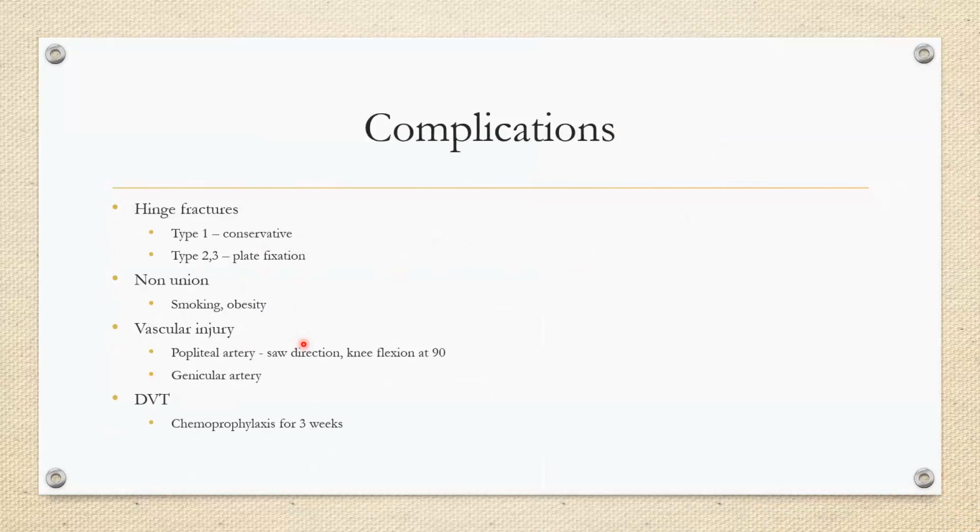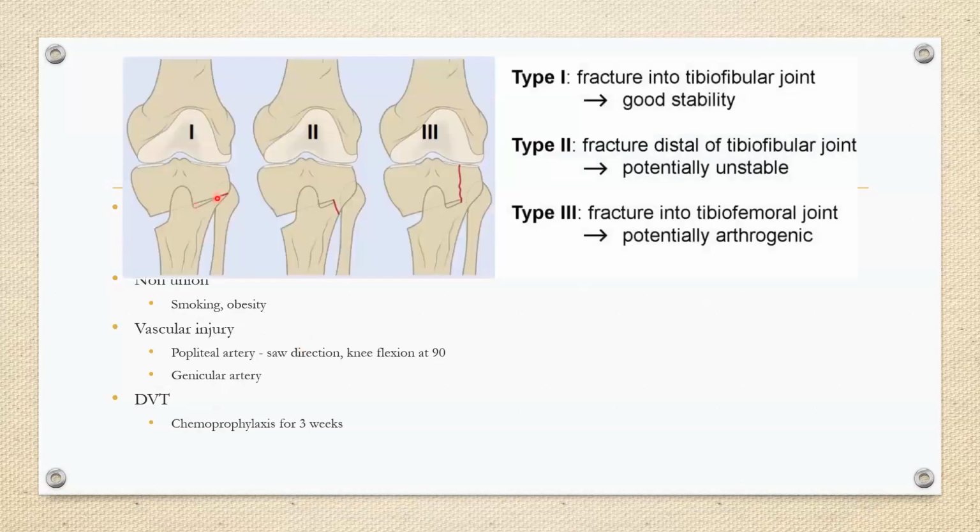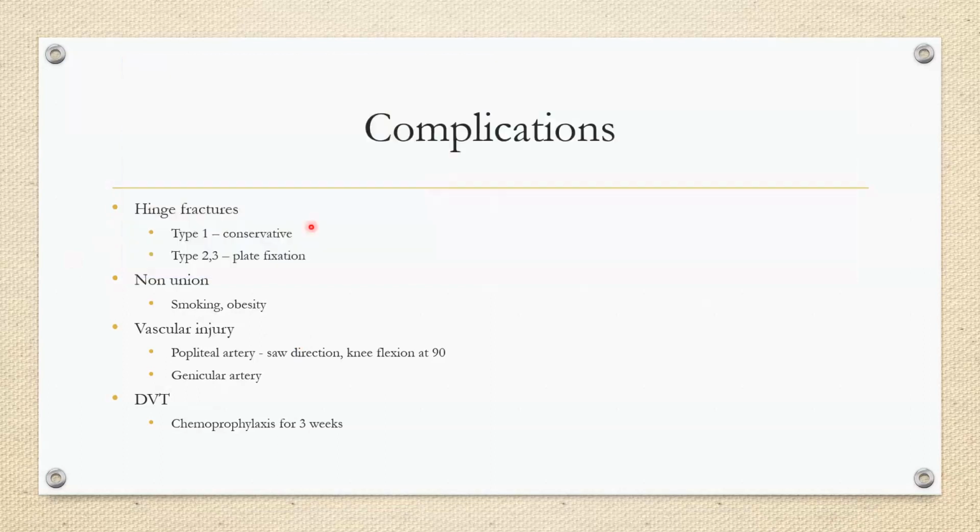So the most common complication seen with respect to DFO, as with any osteotomy, is the hinge fracture. This is a classification of hinge fracture. Type 1 is in line with the osteotomy side, it goes into the tibiofibular joint. Type 2 and 3: type 2 goes below and type 3 goes above into the joint. Type 1 can be managed conservatively. Type 2 and 3 will require additional stabilization at the hinge side with a small 3.5 mm plate.